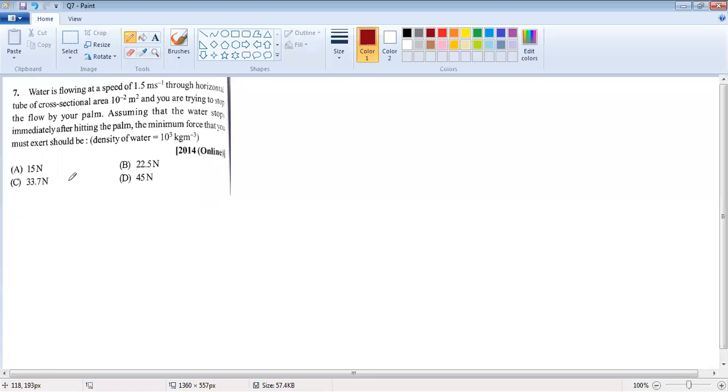Look at here. Water is flowing at a speed of 1.5 meters per second through a horizontal tube of cross section area 10 power minus 2 meters square, and you are trying to stop the flow by your hand. Assuming that water stops immediately after hitting the hand, this is important, the minimum force that you must exert should be. Actually, we discussed in the last class, with how much speed and how much force the water is coming out.